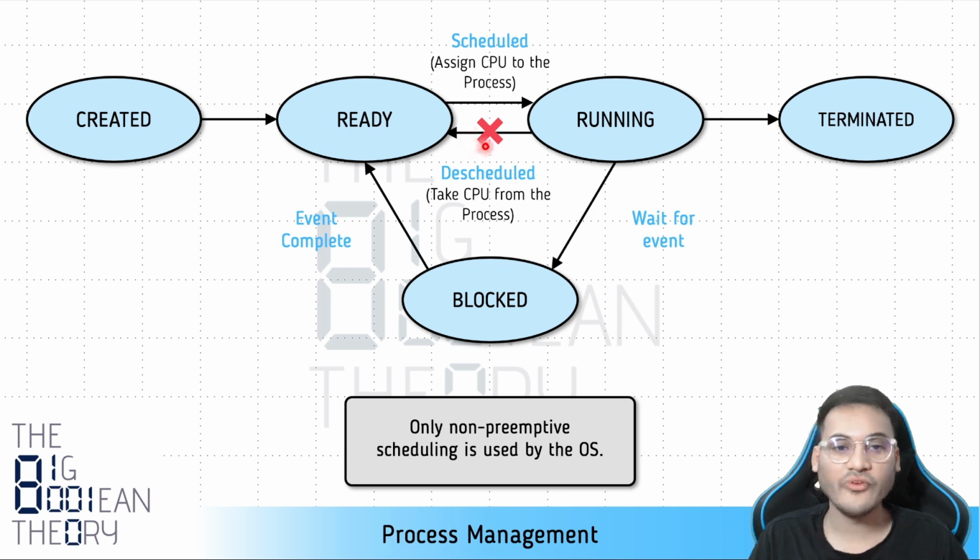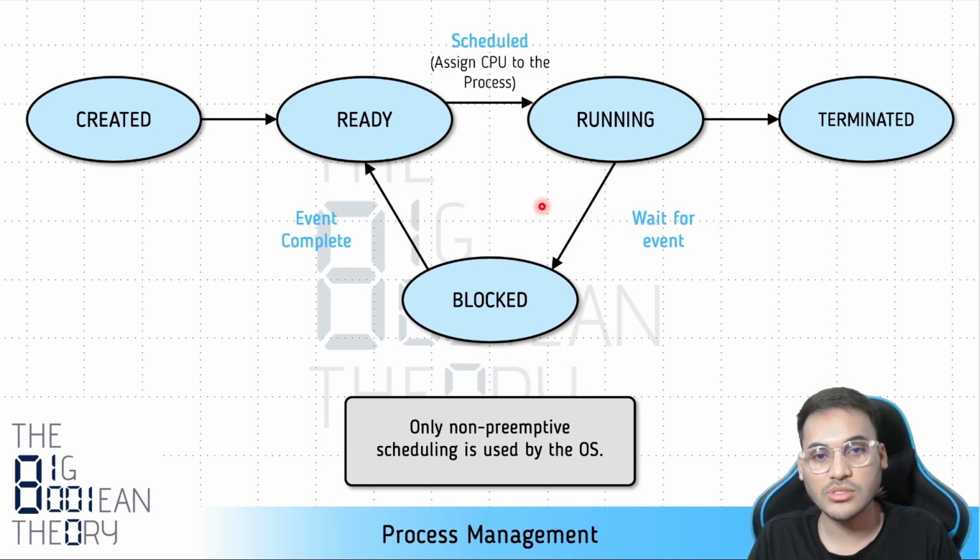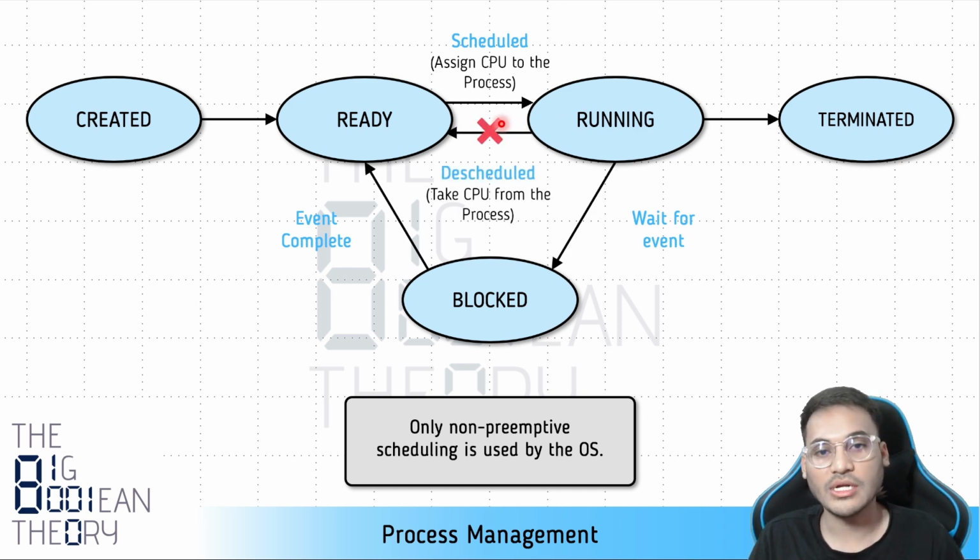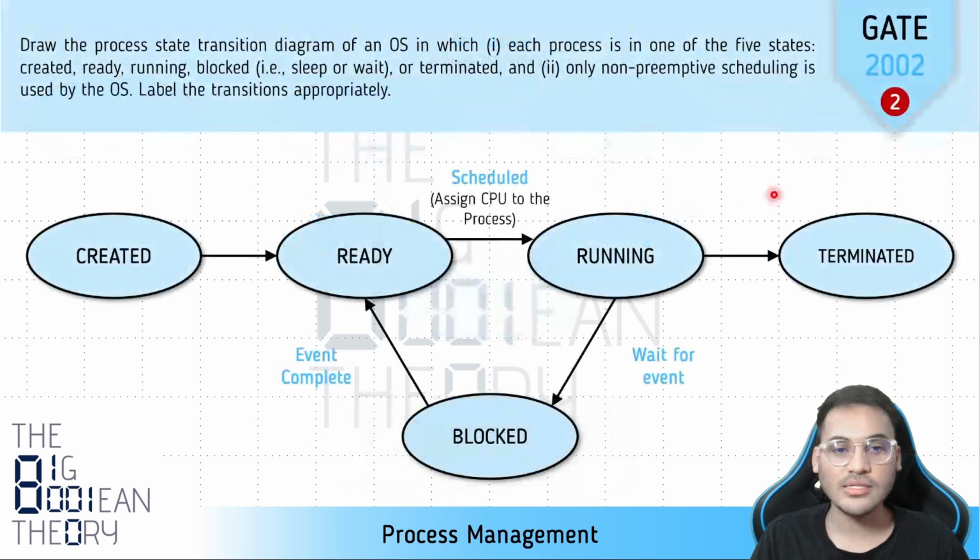And if it has been asked that the operating system is non-preemptive in nature, then this transition has to be absent. So in this question, we have to remove this transition. And now the updated process transition diagram looks something like this. Both of the conditions have been fulfilled. Basically, we have all the 5 states, and this transition, which was from running to ready state, where the process is descheduled or the control of the CPU is taken away from the running process, has been removed. So guys, this is the final diagram, and this is the answer to this question.